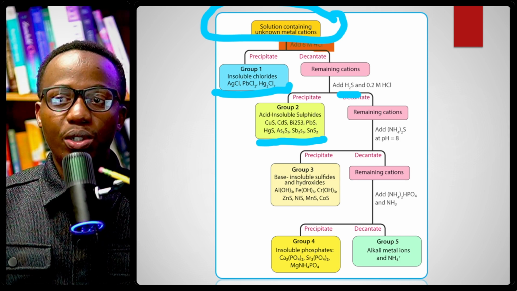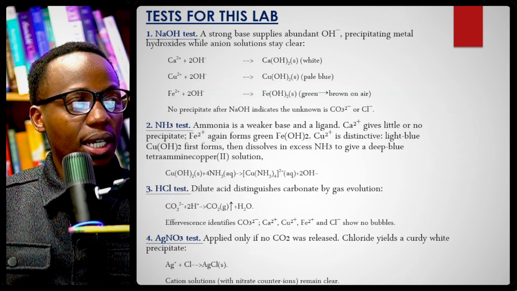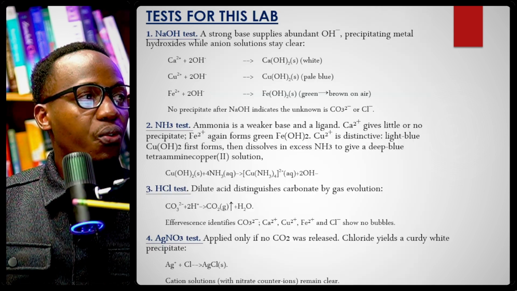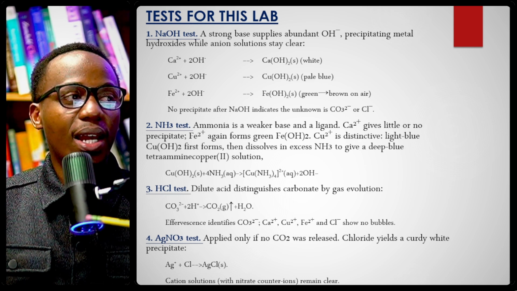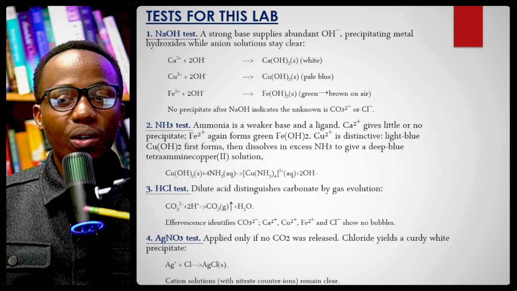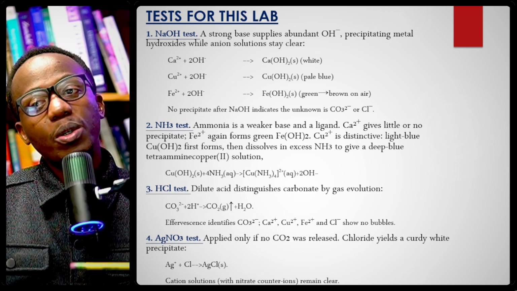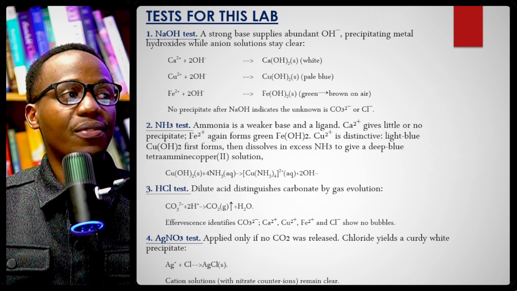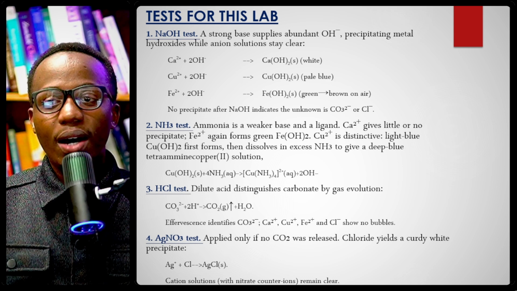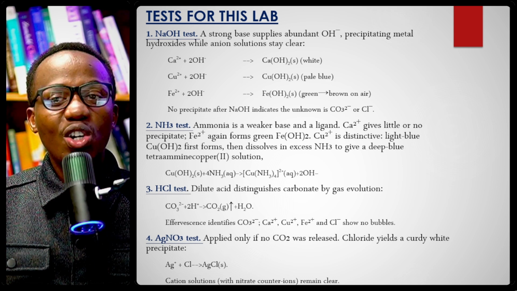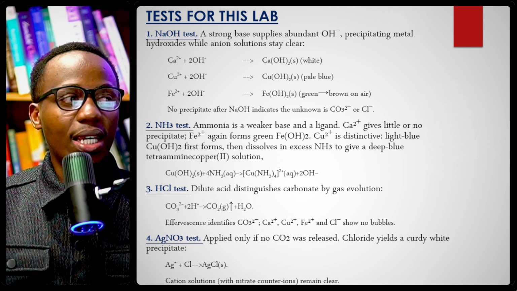So what are we going to be doing in the lab? We are going to be looking at 4 different qualitative tests, right? 2 of them will be for cations or positive ions, and 2 of them will be for anions or negative ions. I will give you known solutions and then an unknown solution, and you'll tell me what's in there.